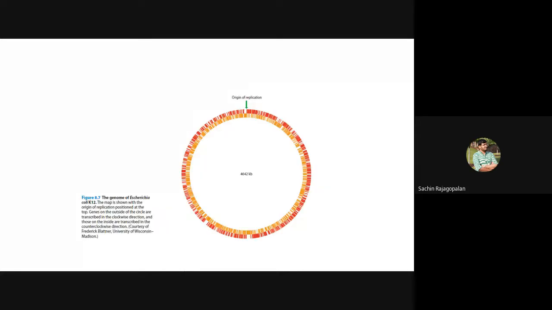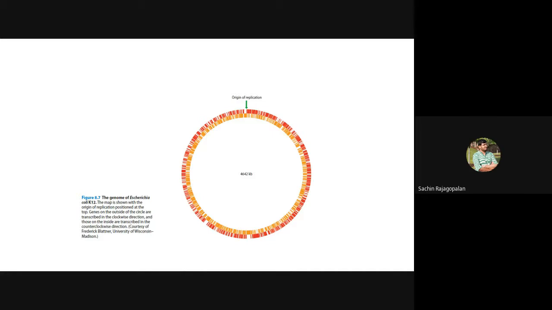genome. So you can see that this is the genome of E. coli K12, which is being shown over here, and at the top with the green arrow, they have shown the origin of replication, where the replication process begins. You can see that 4642 kilobase pairs is written over here, which is the size of that genome.